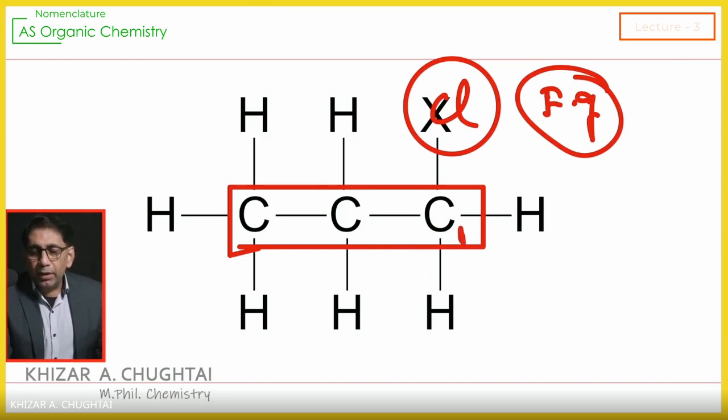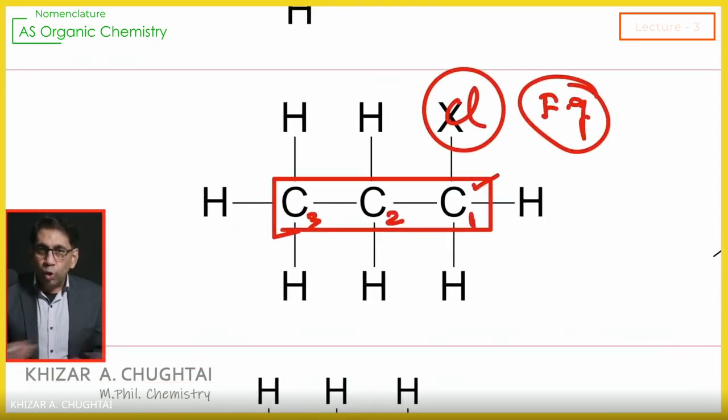This is carbon number 1, this is carbon number 2, this is carbon number 3. This carbon is numbered as carbon number 1 because it is closer to the branch, or closer to the functional group. So carbon 1, carbon 2, carbon 3. Now what will be its name? There is no branch other than this Cl, and the name of Cl will be written first. Although it is a functional group, it is treated like a branch. Just keep that in mind.